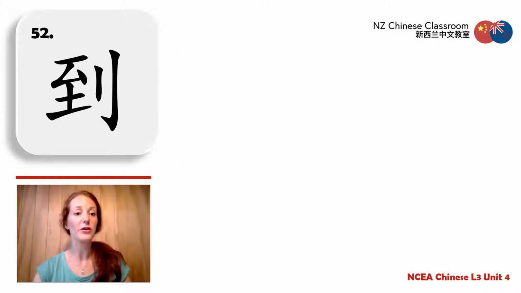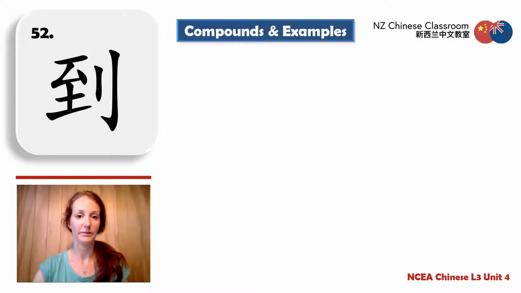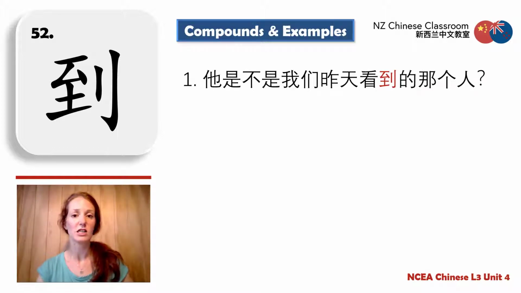到. So you know this one to mean to arrive, and you know the structure 从 somewhere 到 somewhere, from somewhere to somewhere else. But this time we're going to be using it as a result complement. Let's have a look. 他是不是我们昨天看到的那个人? So, is he the person that we saw yesterday?